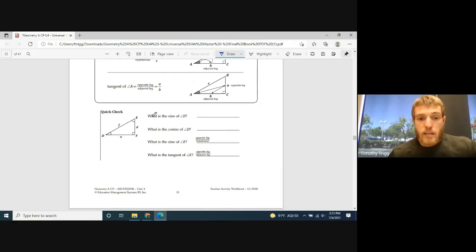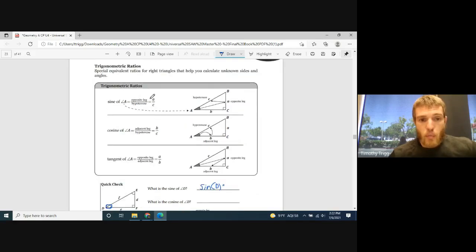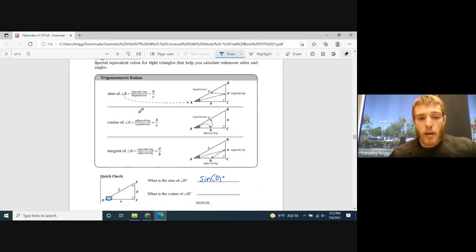So when it says, what is sine of angle D? Here's what we're going to write. We're going to write sine, and generally we write it like this. You don't read that as sin. This is sine. Sine of D. So sine of D equals, so we want to look from angle D. We're looking from angle D. And we want to do sine. So we want to do opposite leg over hypotenuse.